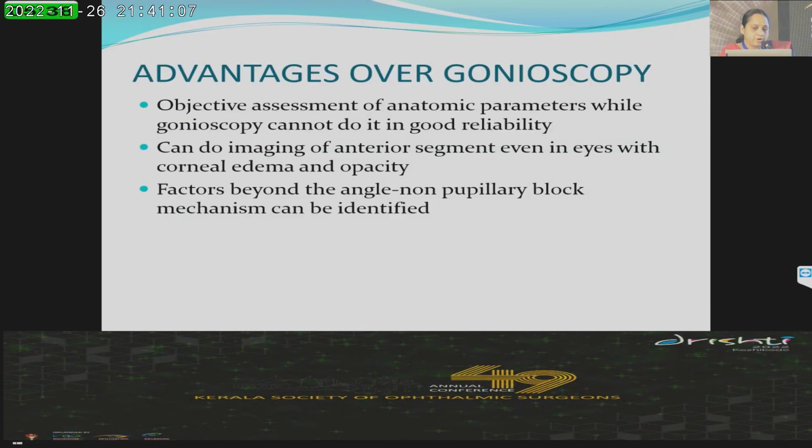Advantages of imaging over gonioscopy are that it gives an objective assessment of the anatomic parameters, while gonioscopy cannot do it with good reliability. It can image the anterior segment in eyes with corneal edema and opacity, and factors beyond the angle, that is, non-pupillary block mechanisms, can be identified.